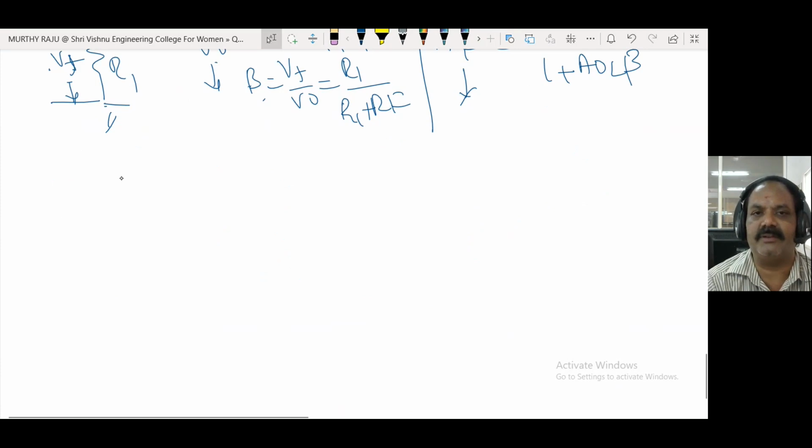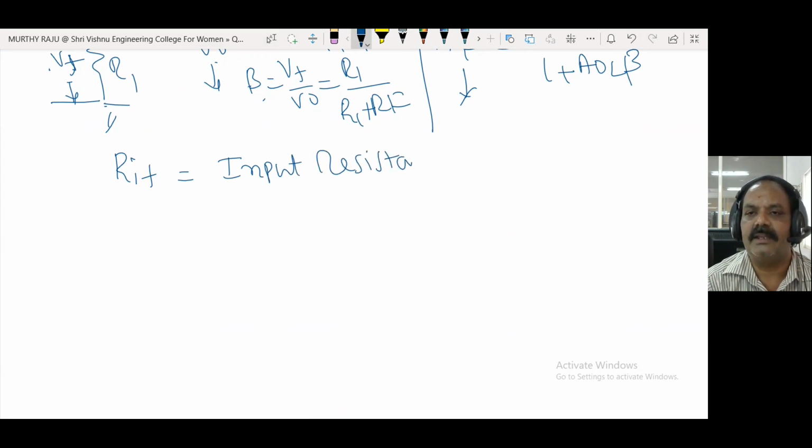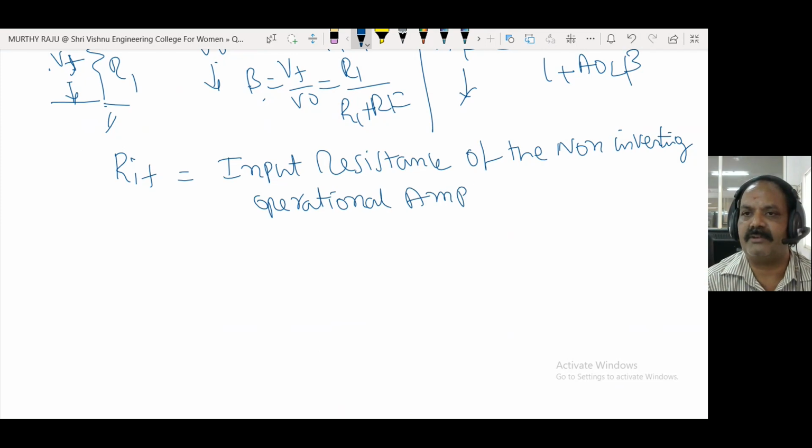Next parameter is RIF, the input resistance of the non-inverting operational amplifier with negative feedback.